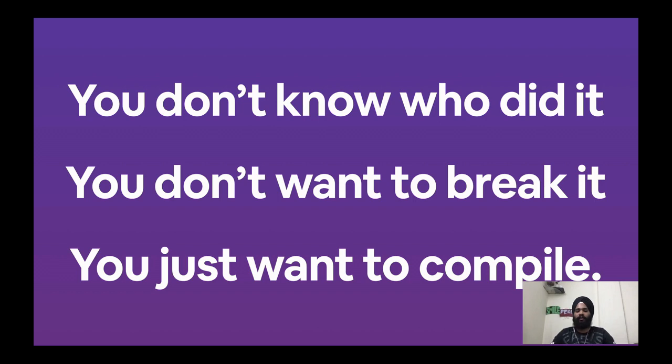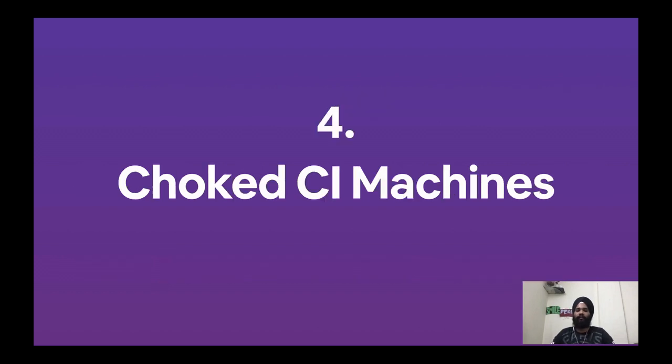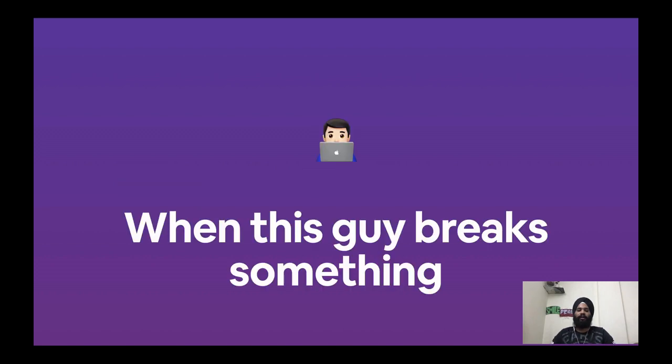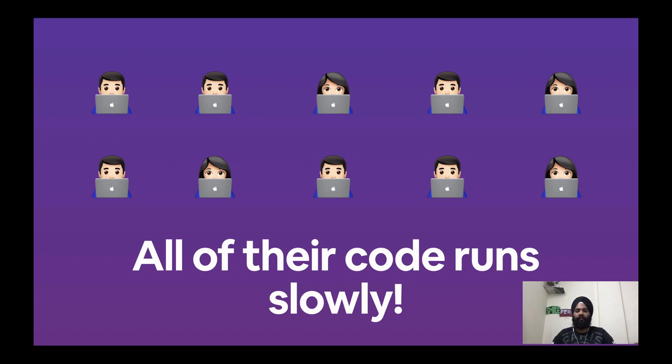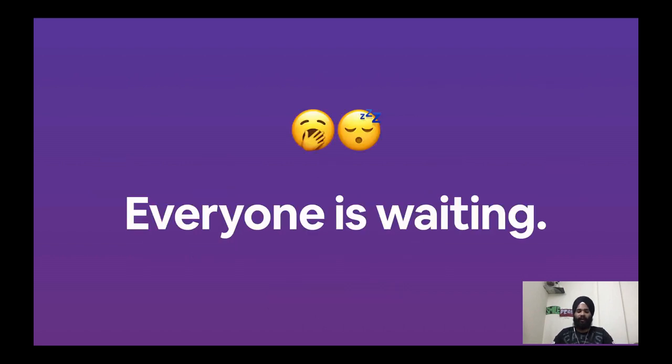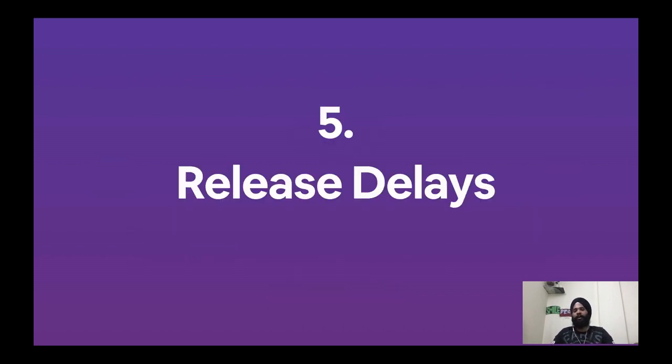Now, as a result of all the above factors, you get a fourth point, which is a choked CI machine. When this guy breaks something, all of these people have to wait for his code to succeed. Your code is running parallelly with everyone, so your CI machine is processing multiple builds at a time. Everyone is waiting and waiting and waiting, and then you get a release delay.